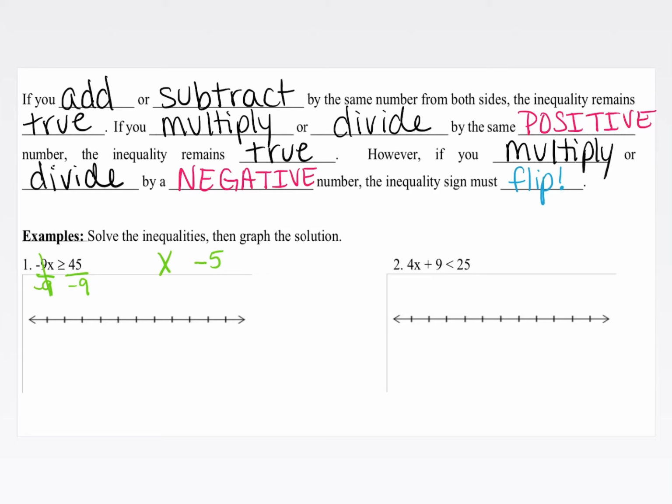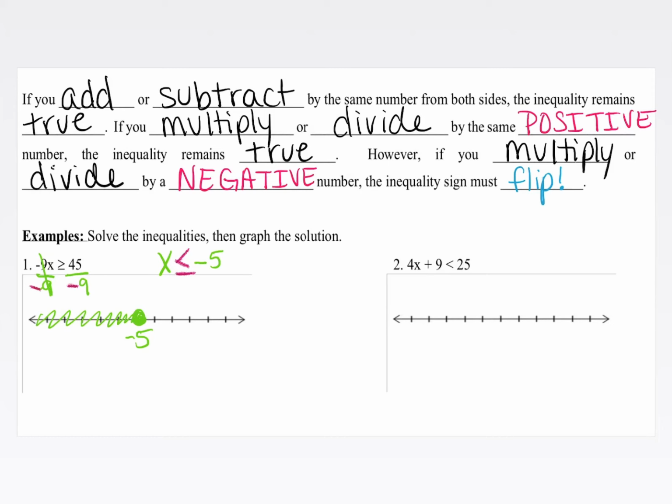However, because we divided by a negative number, our inequality sign must flip. So instead of greater than or equal to, now we have less than or equal to. So again, on my number line, I'm going to mark -5. Since it's less than or equal to, we're going to have a closed circle and then shade to the left.